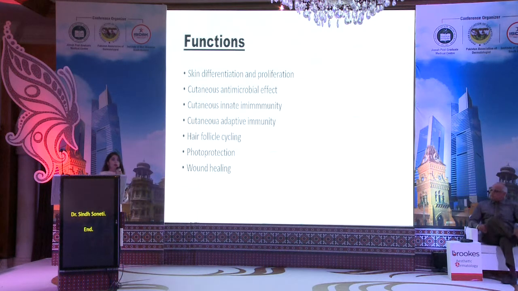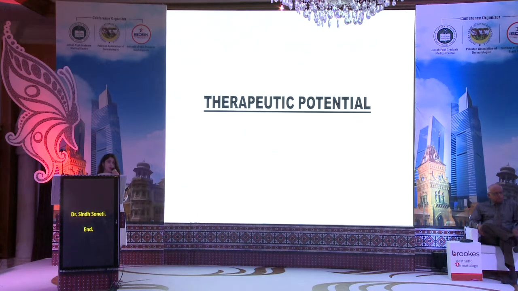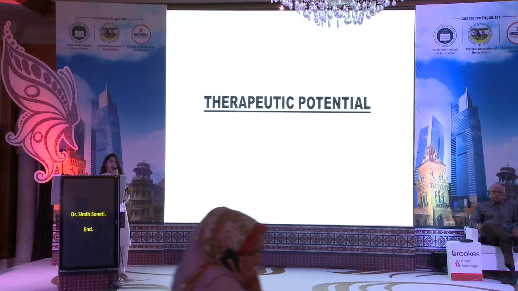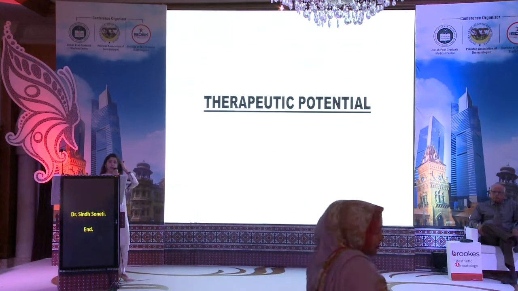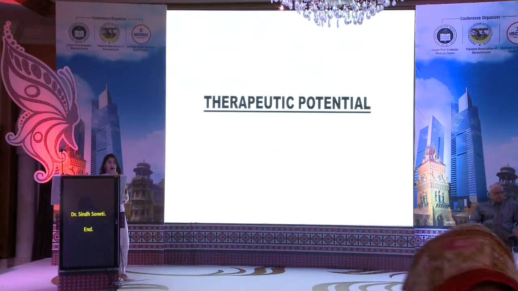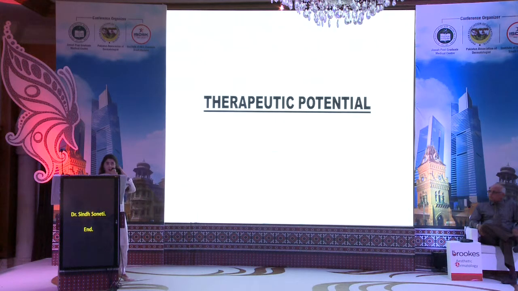Now, what functions vitamin D has on skin? It is involved in the cellular differentiation and proliferation. It is involved in the cutaneous antimicrobial effect, and it is also involved in the innate and adaptive immunity of the skin, along with hair follicle cycling, and it has also a role in photoprotection as well as in wound healing. Now, it seems natural to incriminate vitamin D to the long list of skin diseases like psoriasis, vitiligo, and many other like autoimmune blistering disorders, even skin cancers.